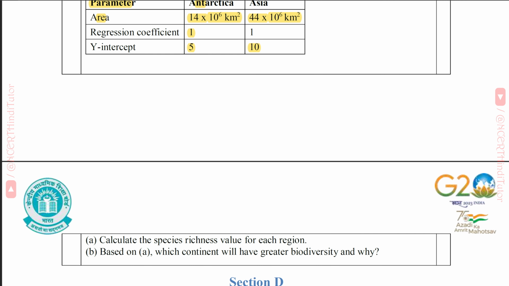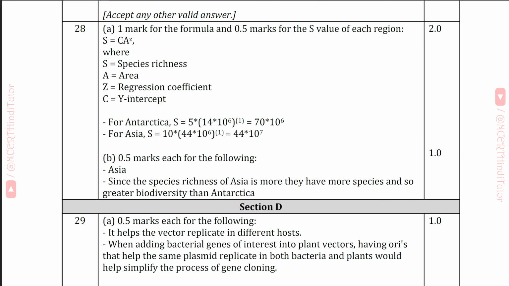A. Calculate the species richness value for each region. Answer. S is equal to C A to the power Z, where S is equal to species richness, A is equal to area, Z is equal to regression coefficient, C is equal to Y-intercept.